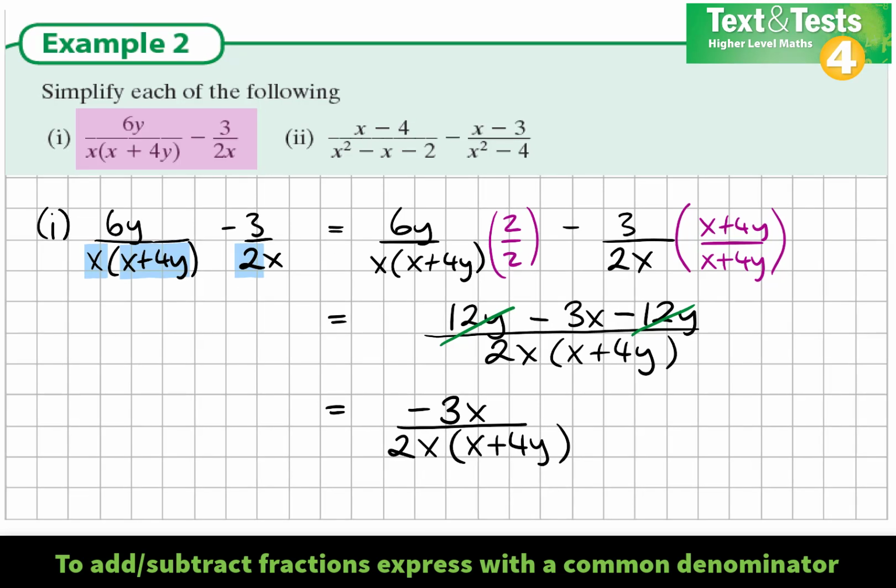Now you'll notice that this will simplify further because x is common in the numerator and the denominator. So we could divide above and below by x, or x divided by x is 1. So we're left with negative 3 all over 2 times x plus 4y. And there's no need to multiply out the denominator. We can leave it in a factorized form. That's our solution.